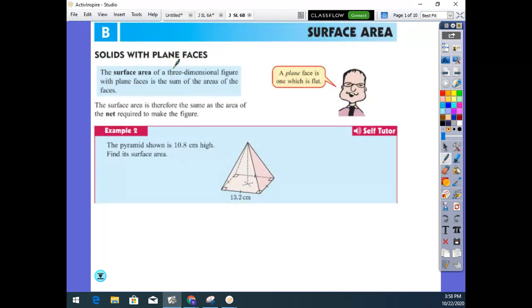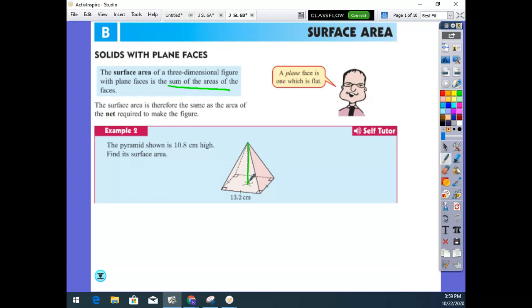Okay, so section B is all about surface area. Surface area is all of the dimensions of the outside part of the figure. All right, so let's consider a plane face. It's the sum of the areas of the faces is probably the best way to say it. So we're given a pyramid, and the height of the pyramid is 10.8.